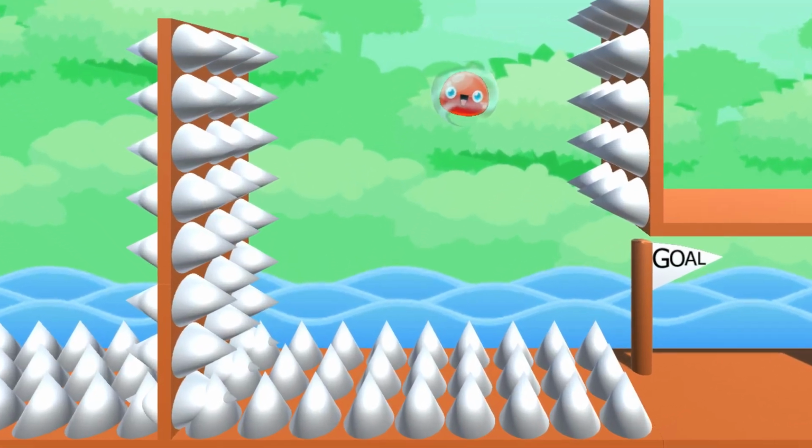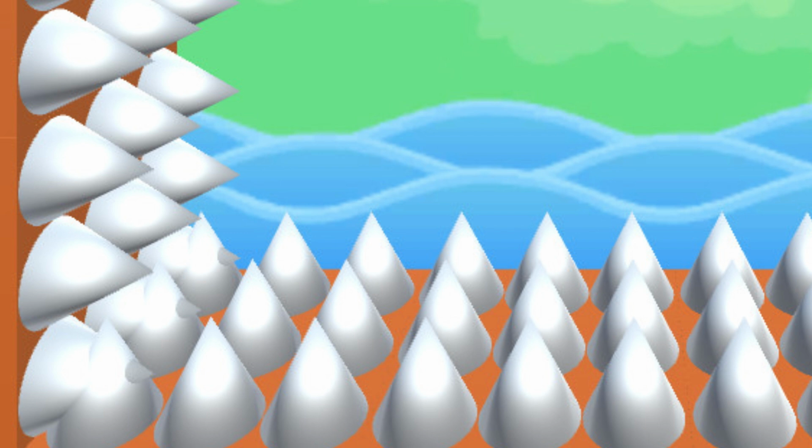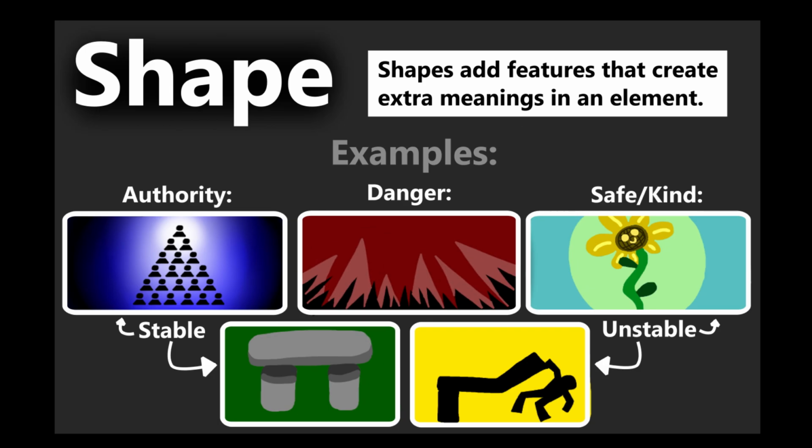Repetition can also be used to make elements stand out through contrast. Spikes in video games are a good example of this. They are the only element that has a repetitive pattern, so it contrasts from everything else. But there's another reason spikes stand out, which brings us to our next topic, shape.